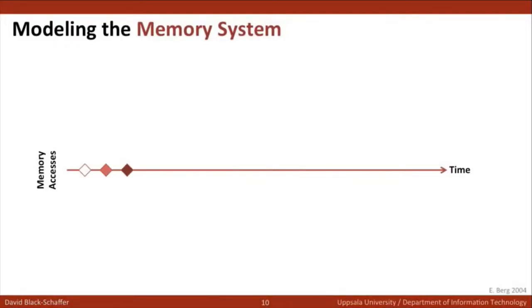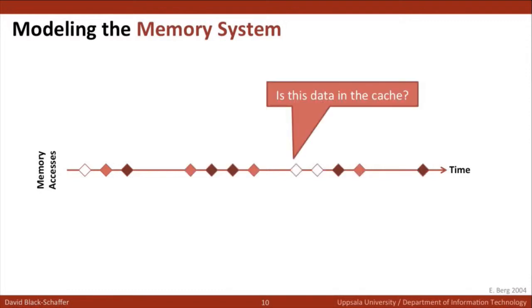So when we want to figure out cache misses, we need to model the memory system. And to model the memory system, we're also going to look over time, but instead of looking at instructions, we're now going to look in terms of memory accesses. So if we look at the data that a processor accesses over time, maybe it accesses the white address, the red address, the dark red address, a bunch of addresses over time, what we want to know is, for a particular address, say this one here, is this going to be a hit in the cache?